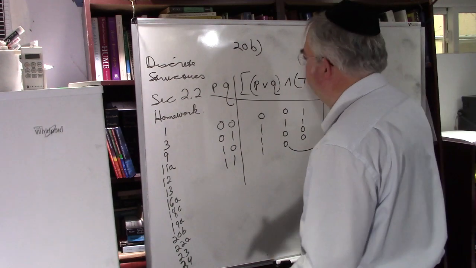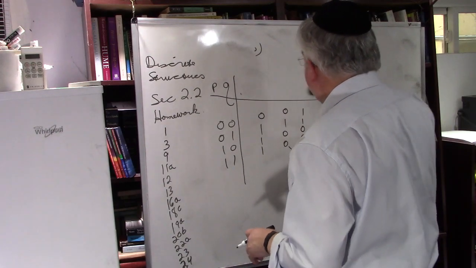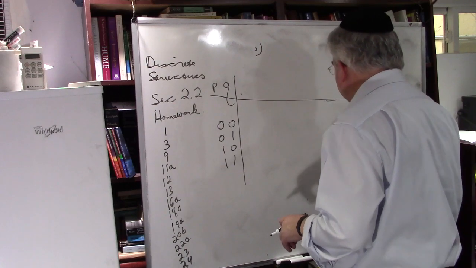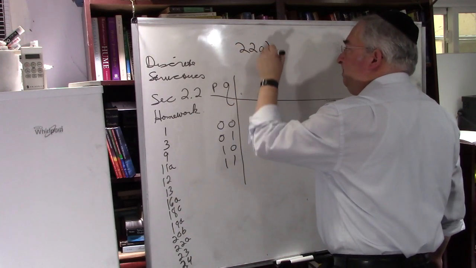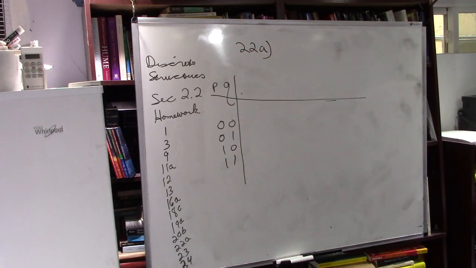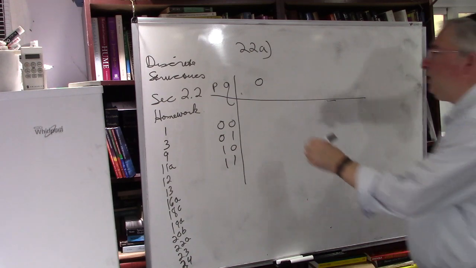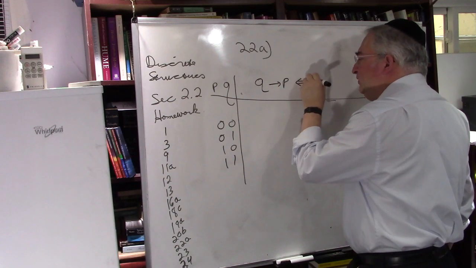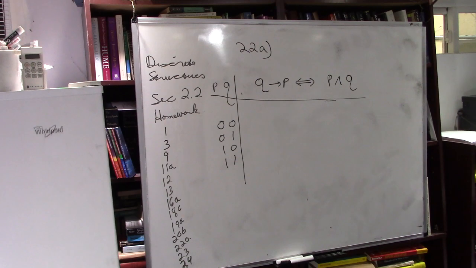Okay, great. 20B. 22A. Before we erase, let's look at what it is. 22A. Prove or disprove the following. Don't forget that only one line of the truth table is needed to show that a proposition is not true. So we're up to 22A. Q arrow P is logically equivalent to P and Q. That's what they want us to either show or not show.